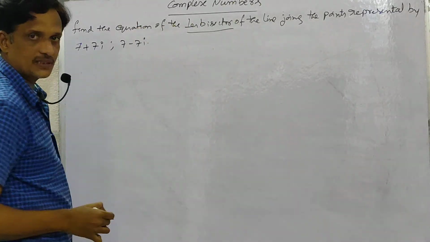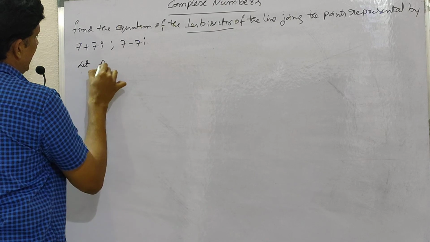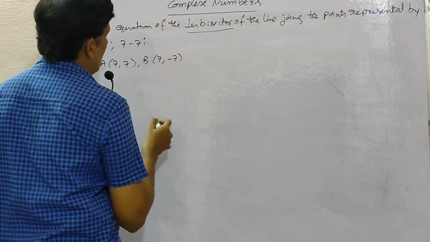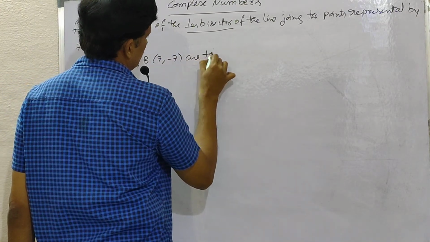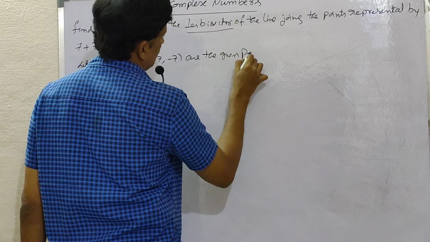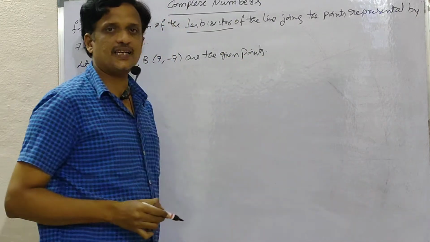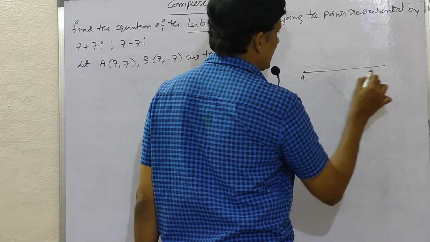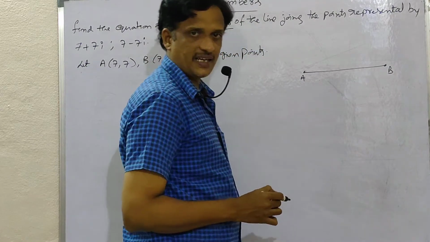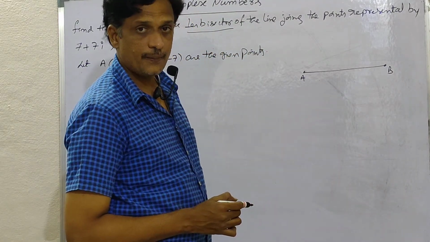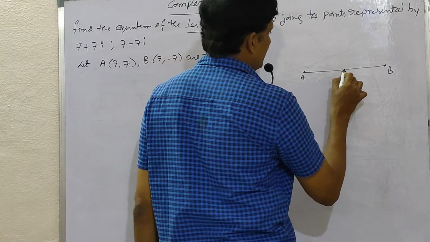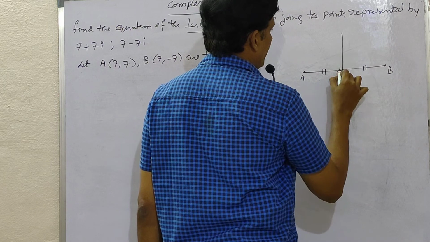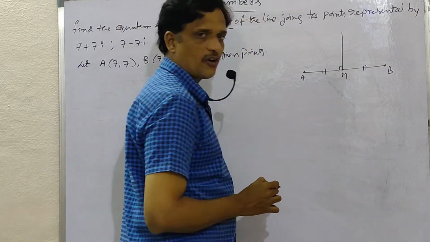So these are the two complex numbers. Let A, that is 7 comma 7, and B, that is 7 comma minus 7, be the given points. Means these are the points represented by the given two complex numbers A and B. Now we need to write the perpendicular bisector of the line segment AB. Perpendicular bisector means it divides this into two equal parts and it is perpendicular at the midpoint like this. Let M be the midpoint.